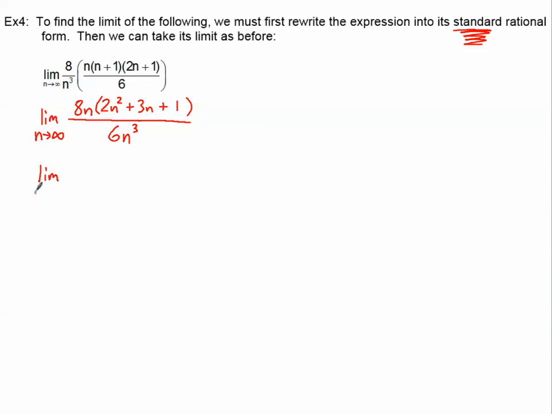One more step should be enough. The limit as n approaches infinity. I've got my 6n cubed in the denominator. I've got 8n times 2n squared plus 3n plus 1. I'm just distributing at this point. 8n times 2n squared is 16n cubed. 8n times 3n is 24n squared, and 8n times 1 is 8n.